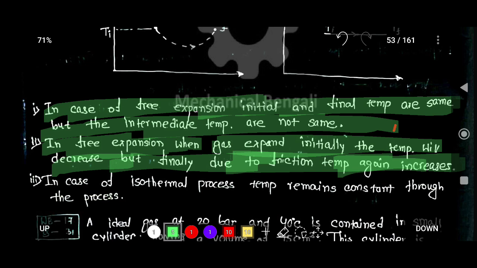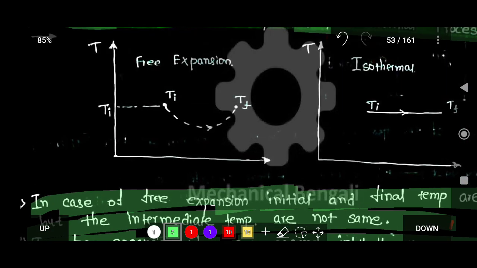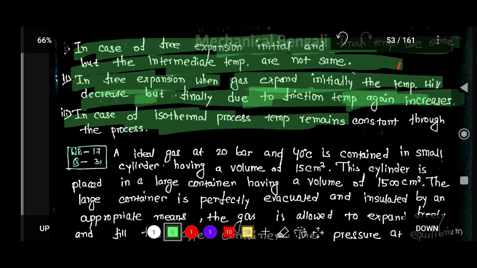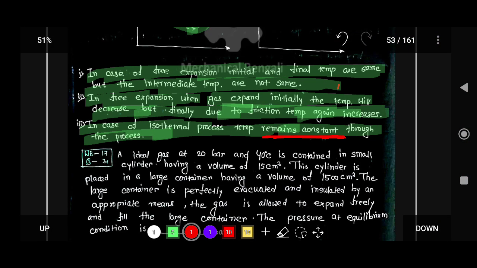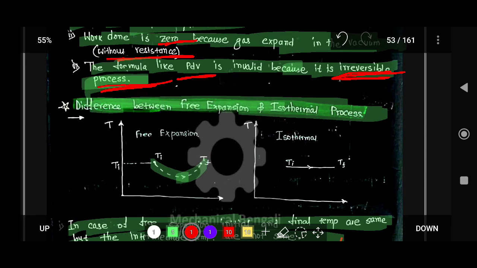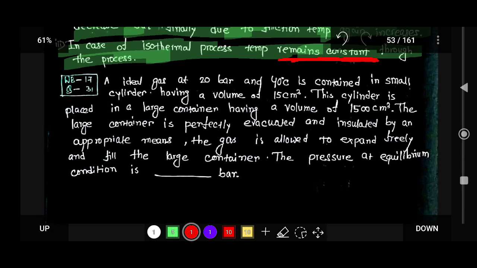Here there is no friction, so that is why the temperature decreases, and after that there is friction, so that is why the temperature increases. Now the third conclusion is that in case of isothermal process, temperature remains constant throughout the process. We know that in isothermal process the temperature is constant throughout the process. So this is all about the difference between isothermal process and free expansion process.